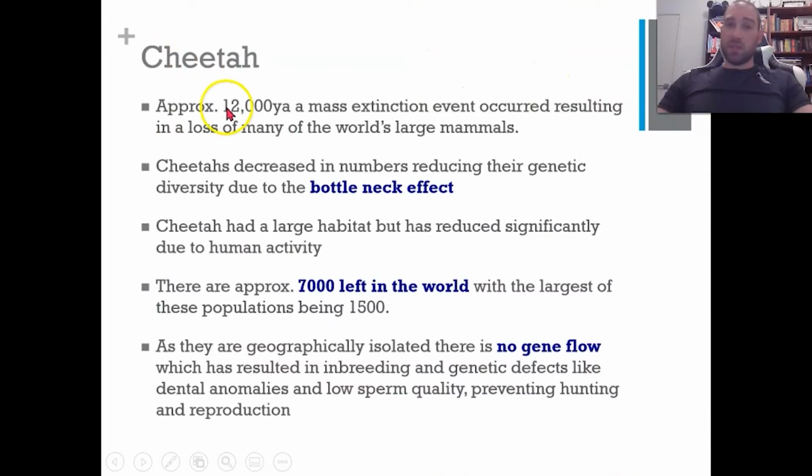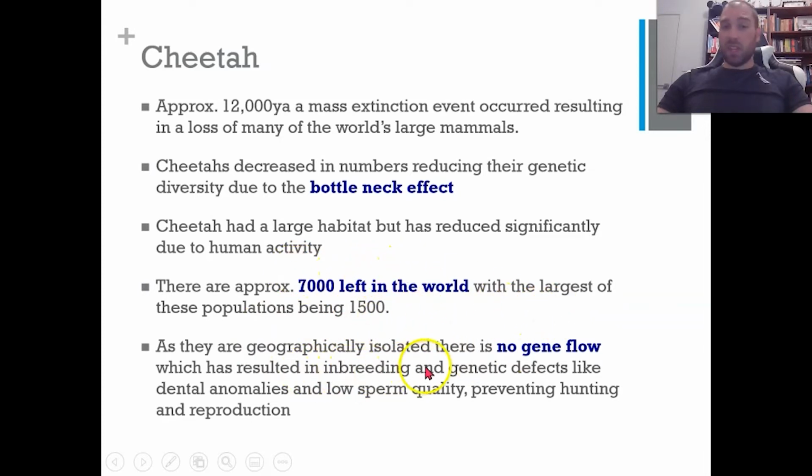Let's talk about the cheetah. About 12,000 years ago, there was a mass extinction event that wiped out large numbers of the world's large mammals, and it included the cheetah. The cheetah's numbers decreased significantly, and the genetic diversity decreased due to the bottleneck effect we just talked about. Cheetah used to have a large habitat, but due to human activity that has significantly decreased. There are about 7,000 cheetahs left in the world, and the largest population in one area is 1,500 individuals. These 1,500 individuals are geographically isolated, and there's no gene flow between them and the other cheetahs.